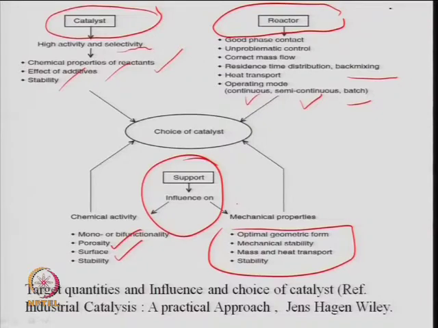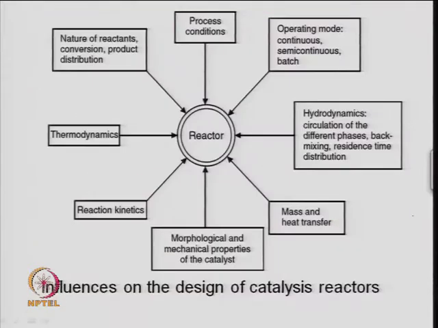So, it means the optimal geometrical form for high activity, because in a mass transfer controlled reaction, the geometry of the catalyst is also equally important. Mechanical stability of the catalyst, especially when it is a high pressure reactor system, that is important. Mass and heat transport properties should be known, or we should do that study in terms of the energy balance and material balance, in terms of the mass transfer and diffusion limitations, and finally, the stability of the catalyst. So, all these things should be clubbed together for a suitable reactor design.